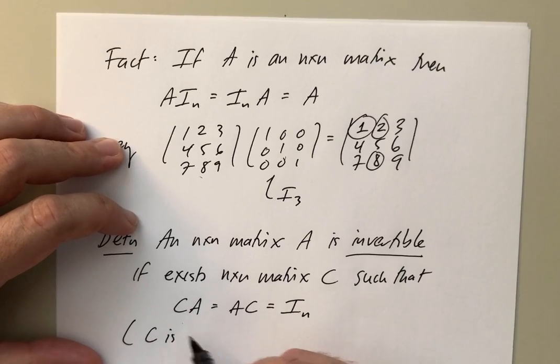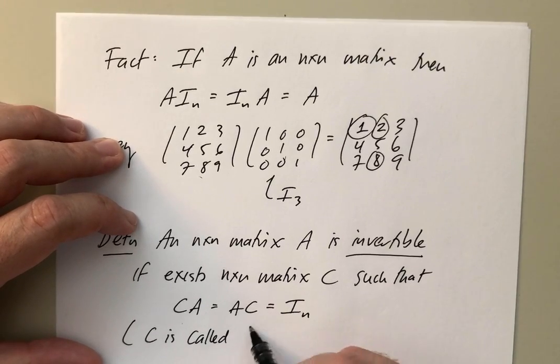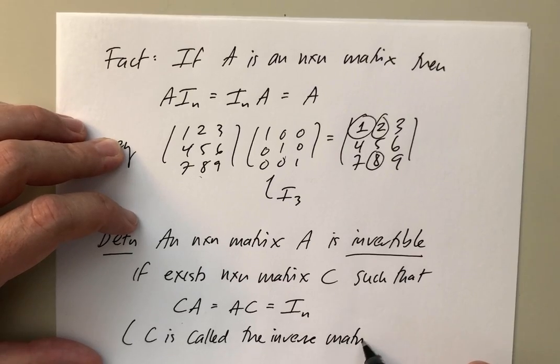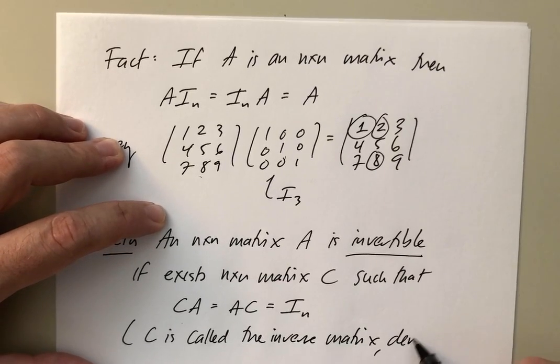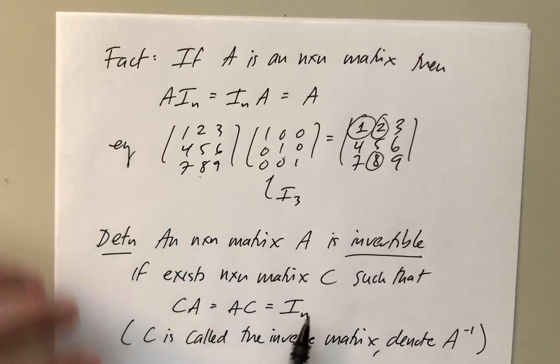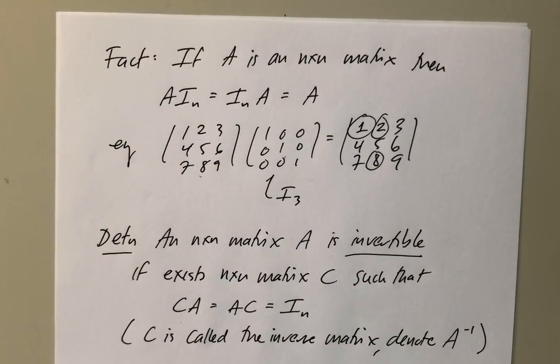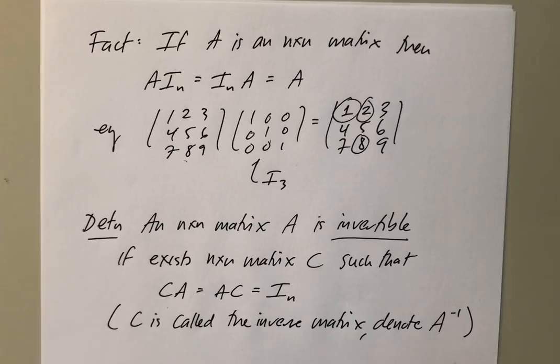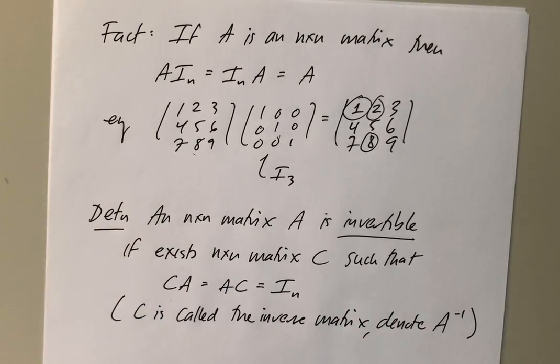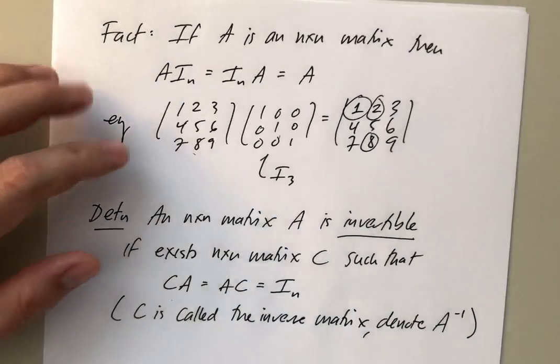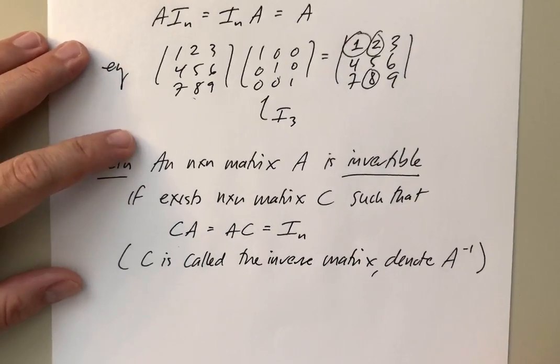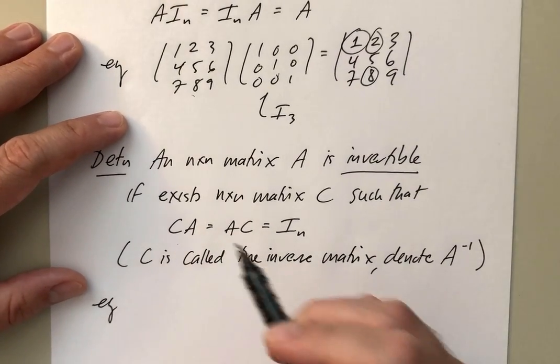So we say C is called the inverse matrix, and we usually denote it, just like we did before with numbers, as A inverse. So C is the matrix, but when I realize that it's the inverse of A, I'll call it A inverse. Okay, so that's a kind of abstract definition. We're going to work with this now with a couple of examples. Let me just start with an example of how this works out.